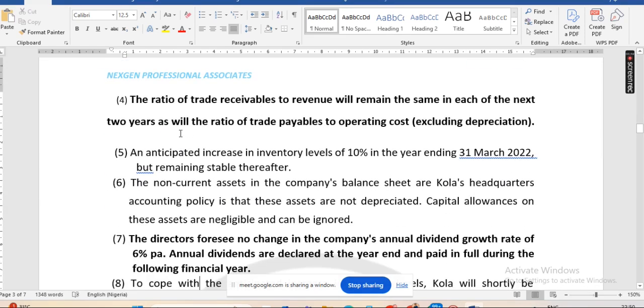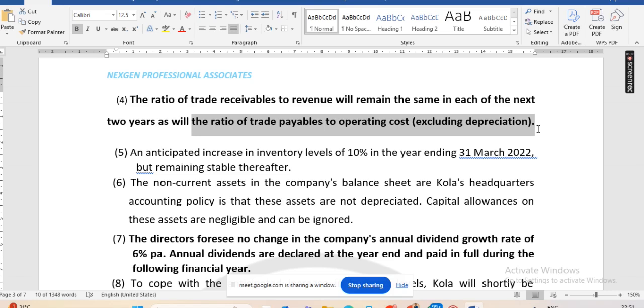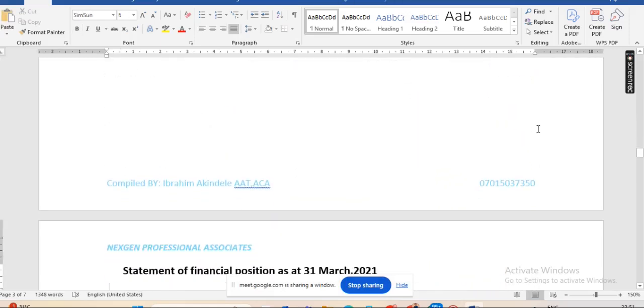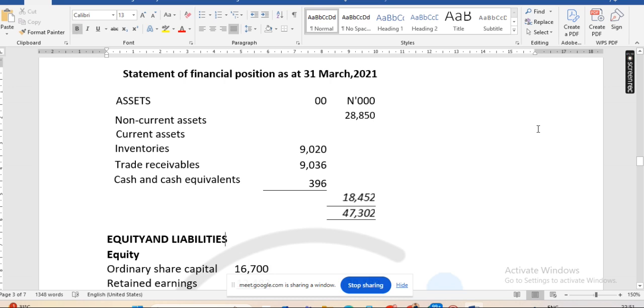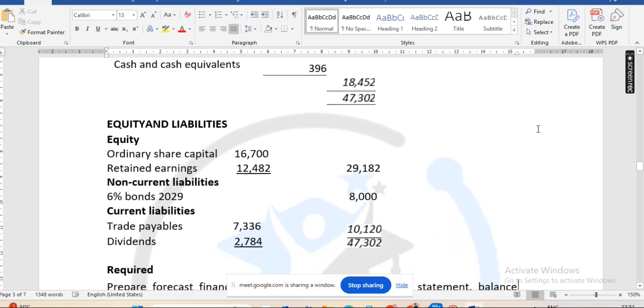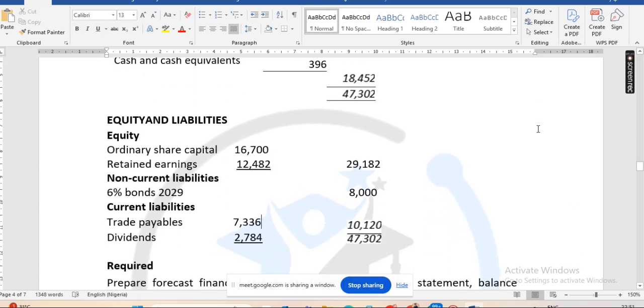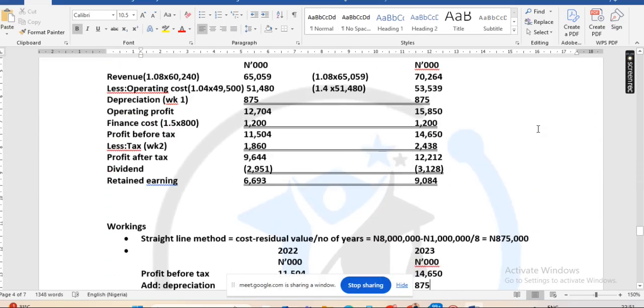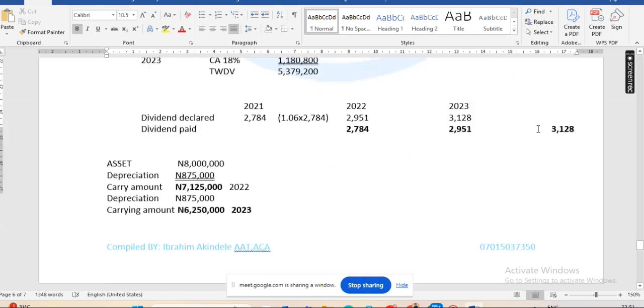You can see operating cost is 4%. Now, when you look at this part, you can see the ratio of trade payable to operating cost. And operating cost is 4%. We increase by 4%, and that is the ratio. Now, we'll come down here and see what our trade payable is. The trade payable is 7,336. So we will increase it, 7,336, right?